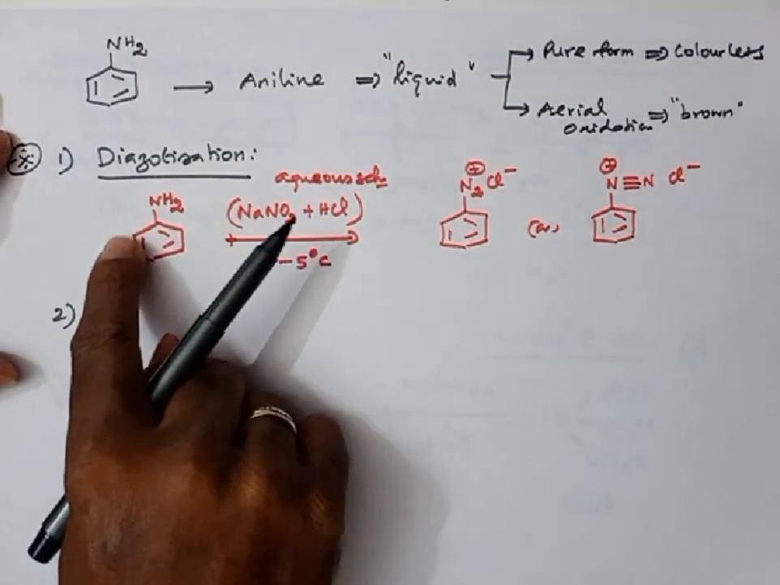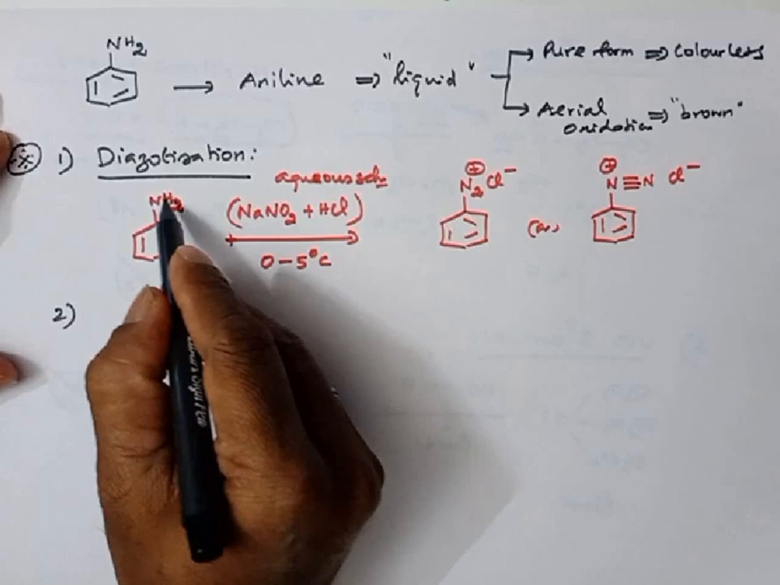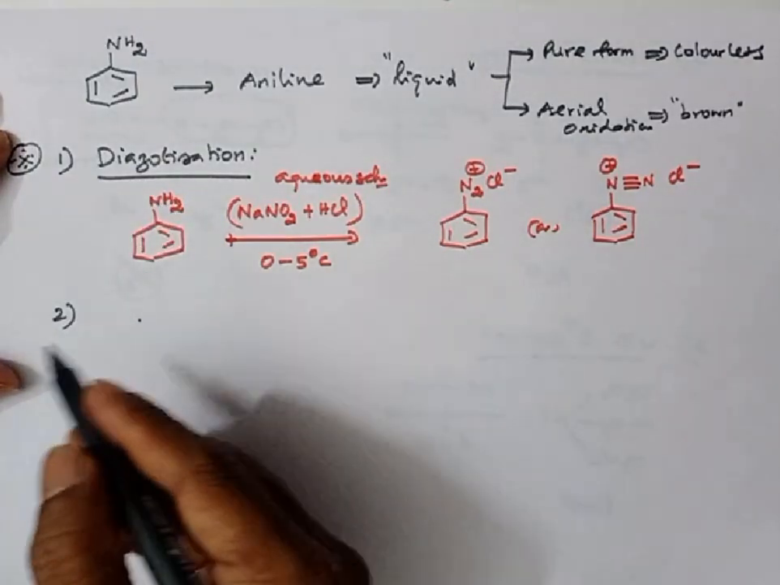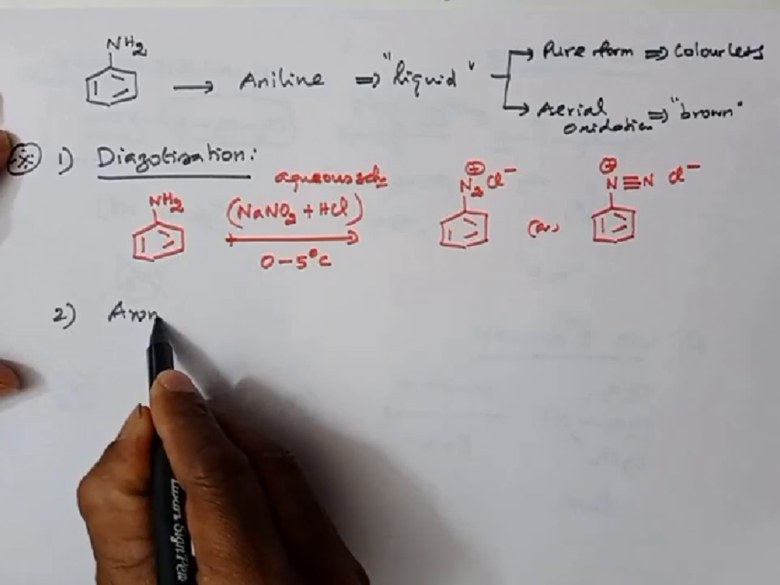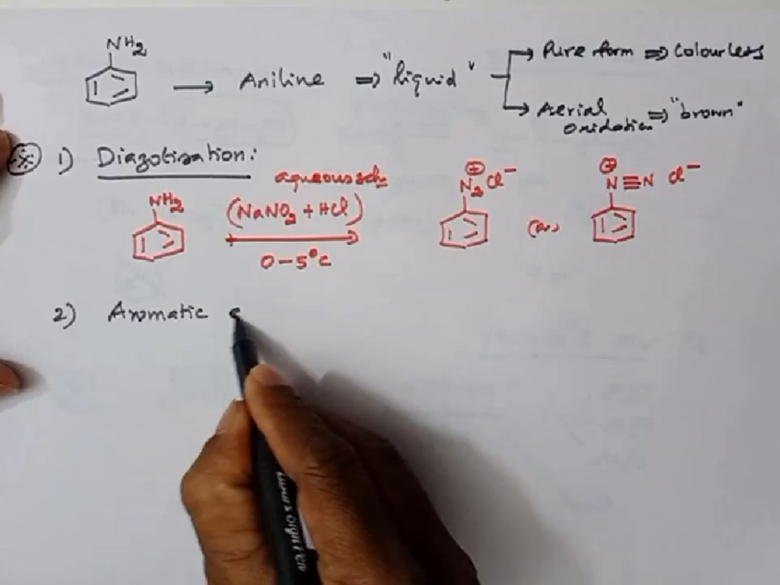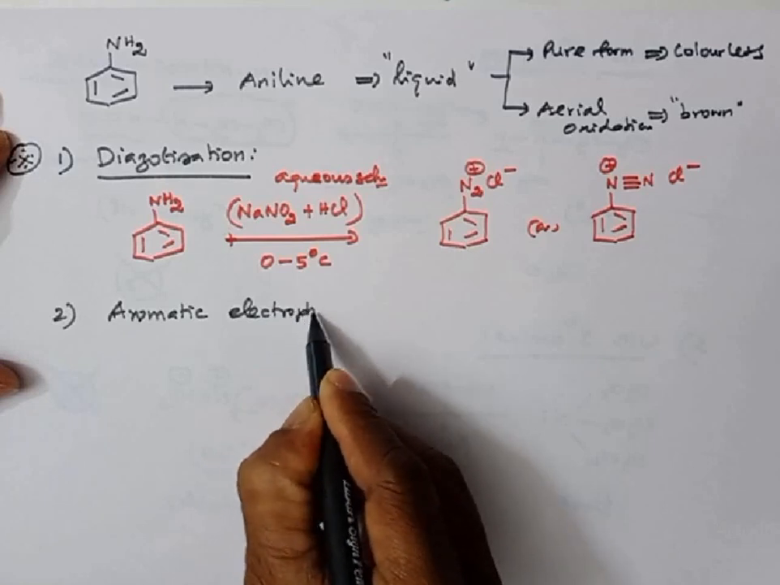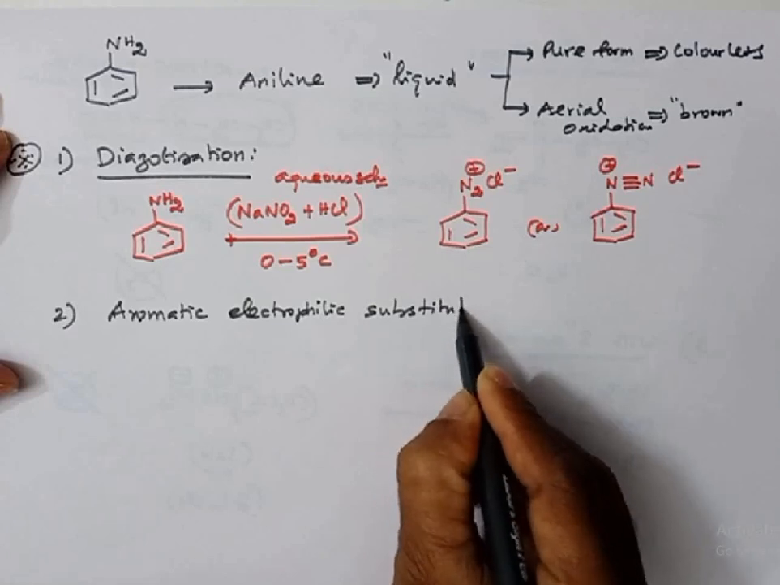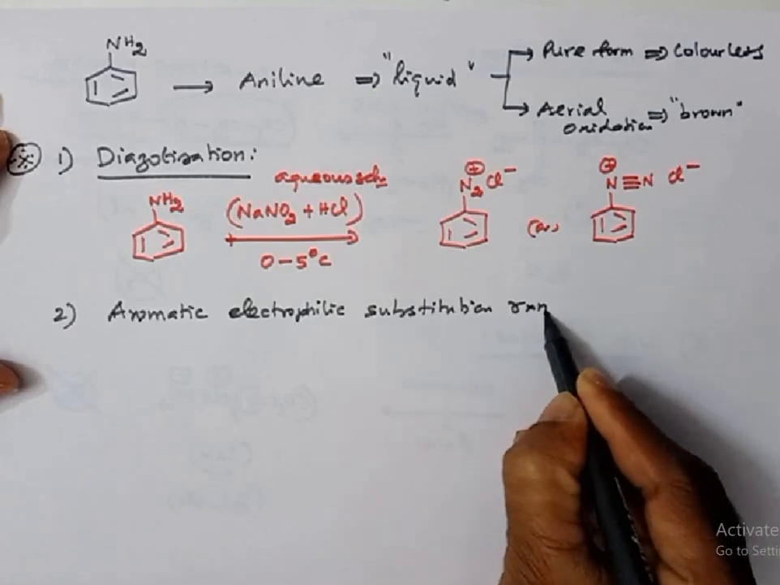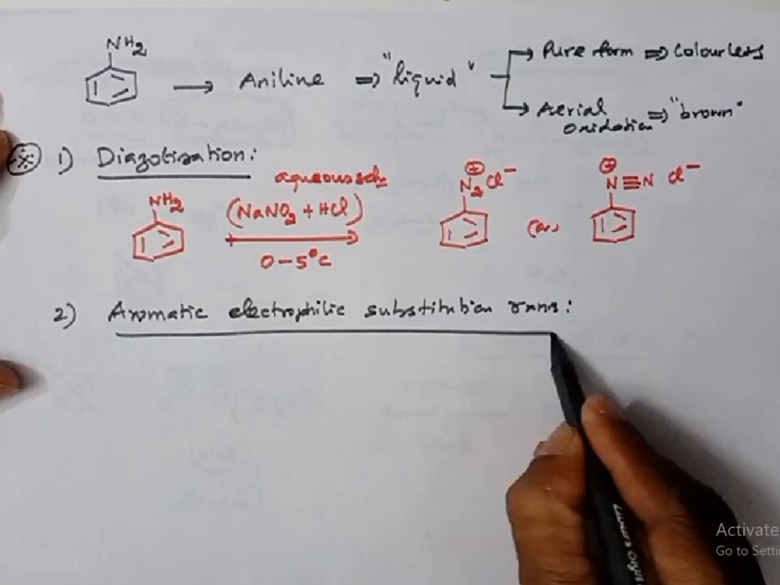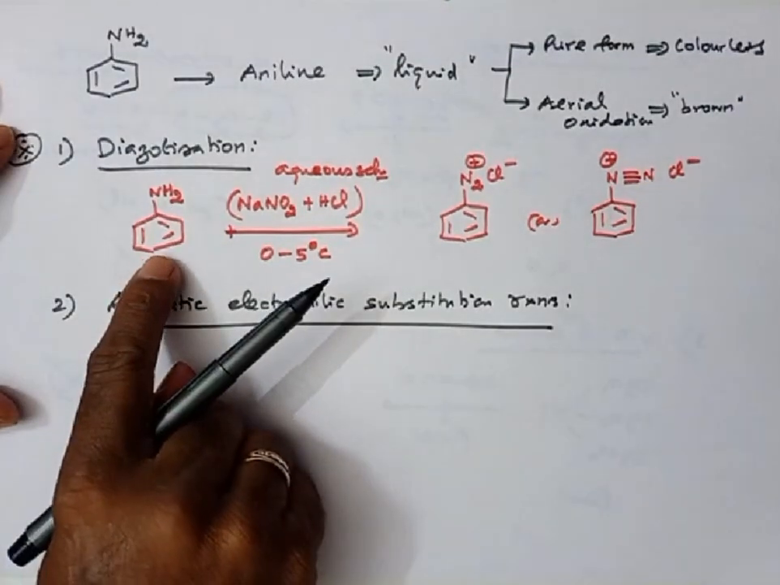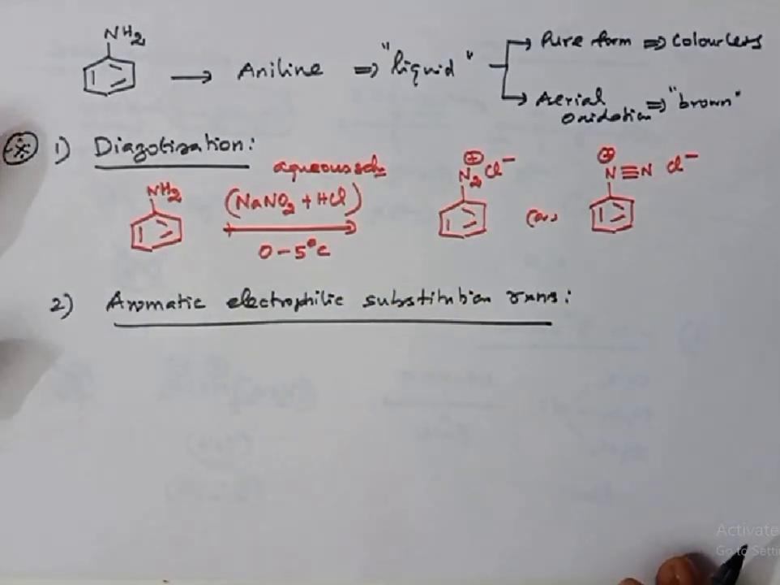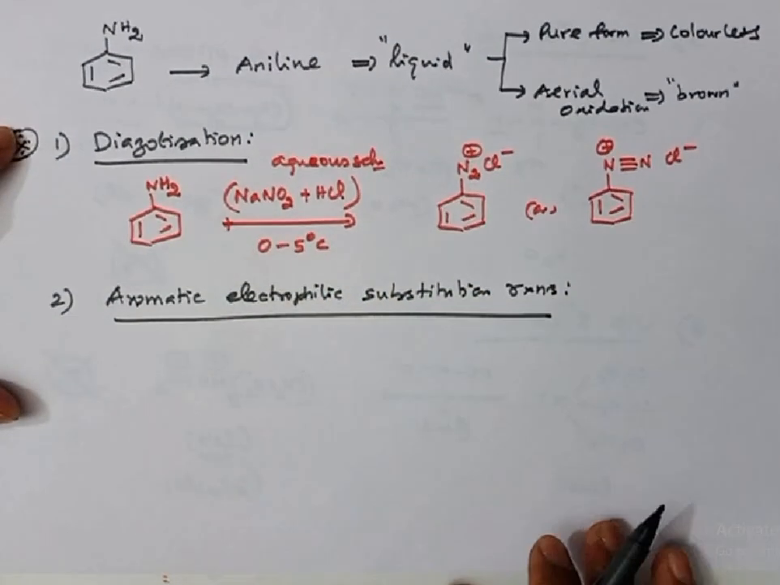aniline, it has benzene ring and NH2 group acts as a donating group. Okay, let me write here. So it shows aromatic electrophilic substitution reactions. Since there is an aromatic ring available, aniline undergoes electrophilic substitution reactions. Okay, it is called aromatic electrophilic substitution reaction.